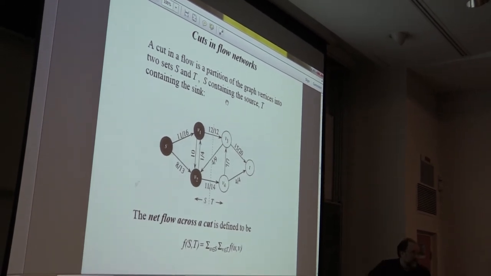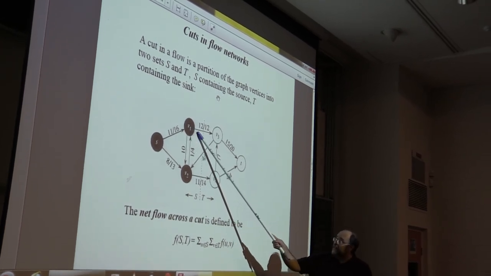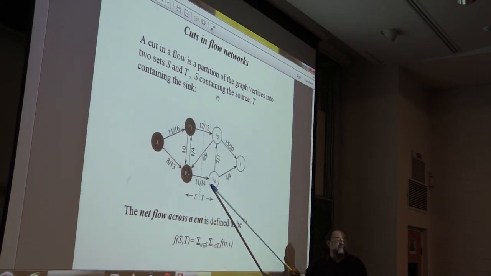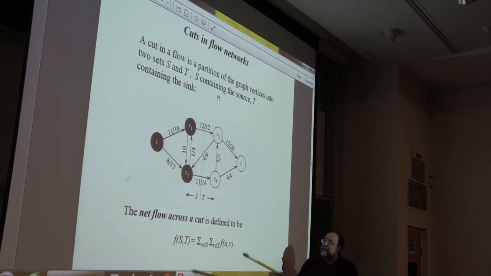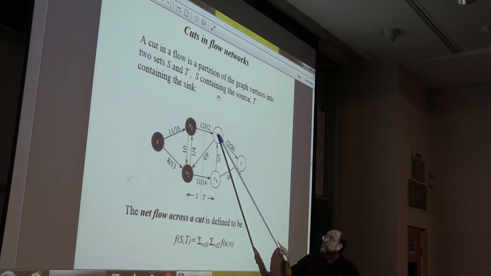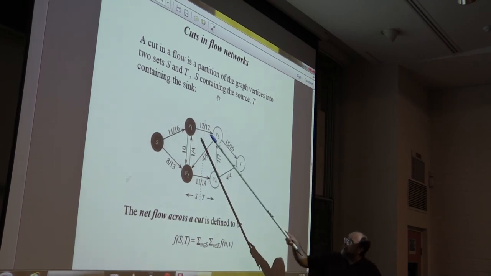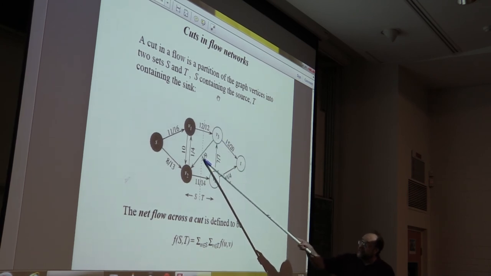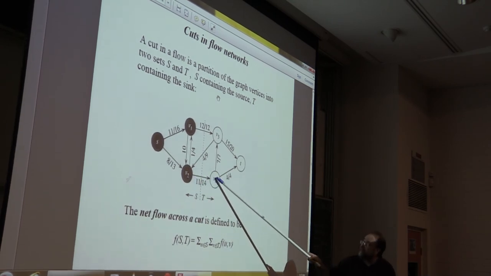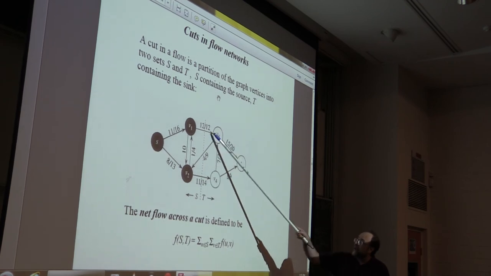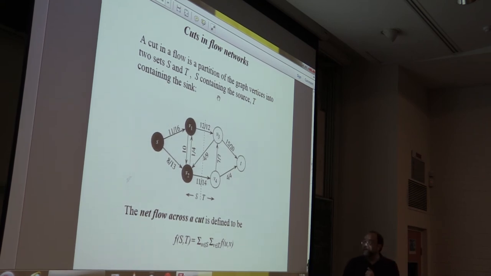Now, the capacity of a cut is simply the sum total of capacities that go across the cut, but counting only capacities that go in the right direction, namely from the source side towards the sink side. So for example, for this cut here, the capacity here is 12. This does not count because it goes in the opposite direction. And here the capacity is 14, so you get 14 plus 12, 26. Okay? So this is the capacity of the cut.